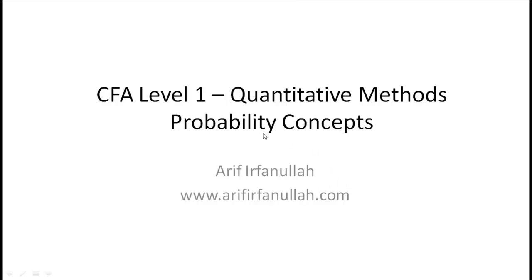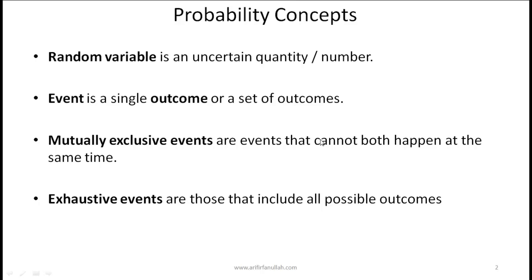This lecture will cover the CFA Level 1 reading on probability concepts. Let's start with a few definitions. A random variable is an uncertain quantity or number. A classic example is when you toss a coin, whether you get heads or tails, that's a random variable. So the possible values of the random variable are heads or tails, or when you roll a die, the number that you get on top is the random variable.